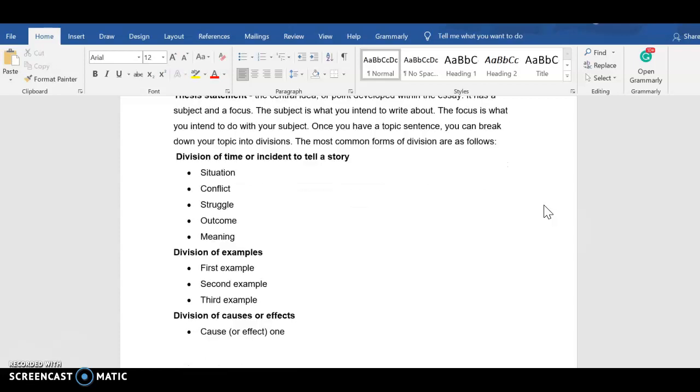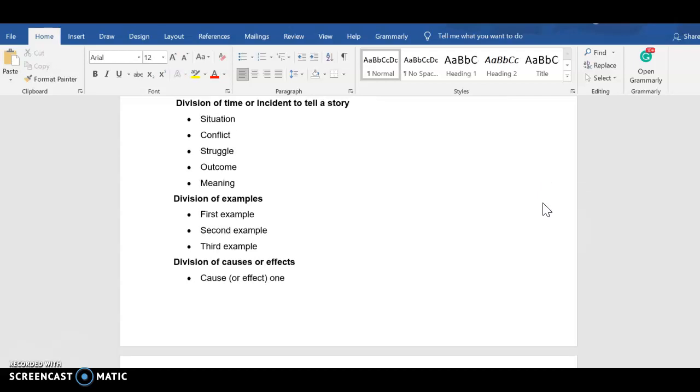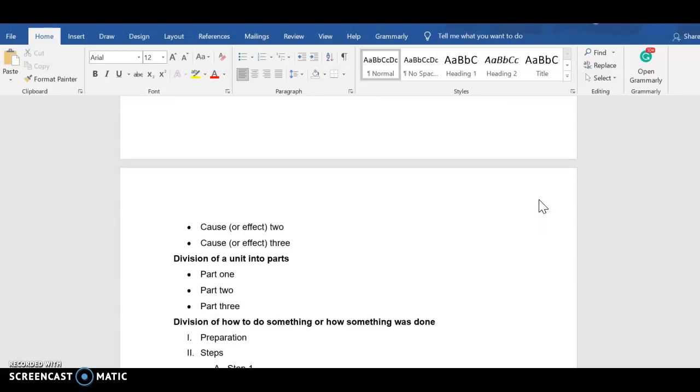Division of examples. So looking at the first, second, and third examples, of course you would start with an introduction and end with a conclusion. Division of causes or effects. So starting again with an introduction, cause or effect 1, cause or effect 2, cause or effect 3, and then you would end with a conclusion. Division of a unit into parts. Of course, starting with an introduction, part 1, part 2, part 3, and then ending with a conclusion.